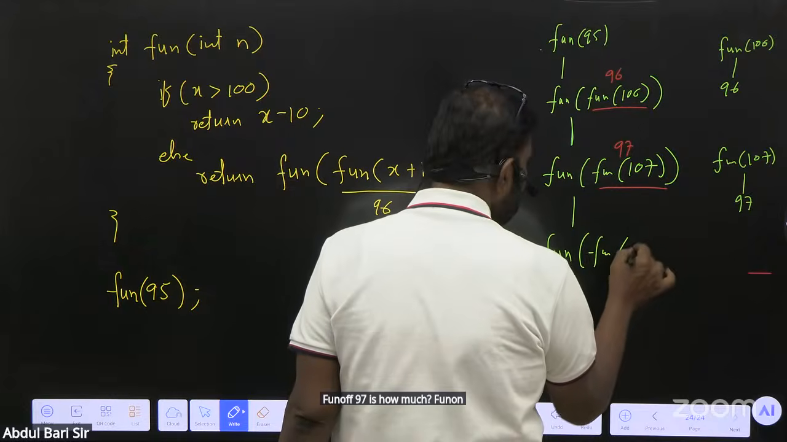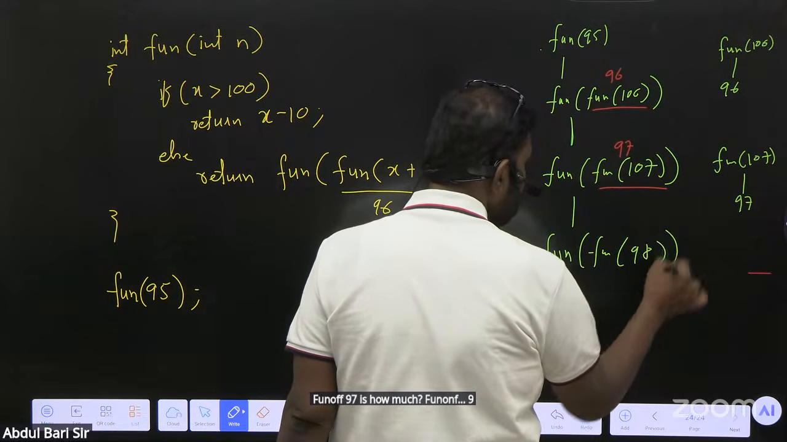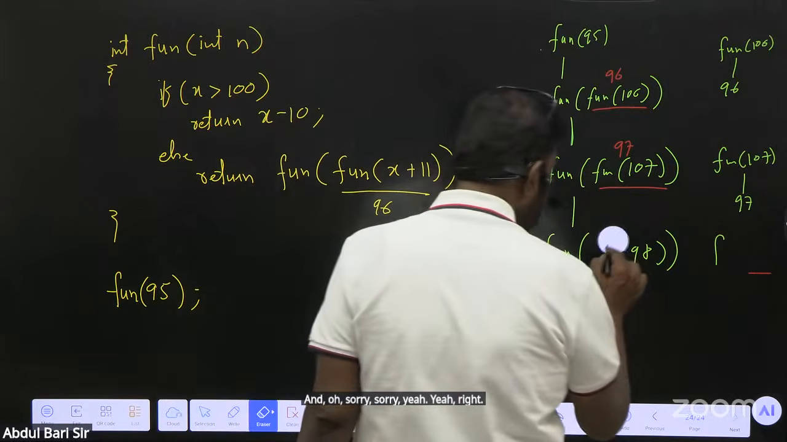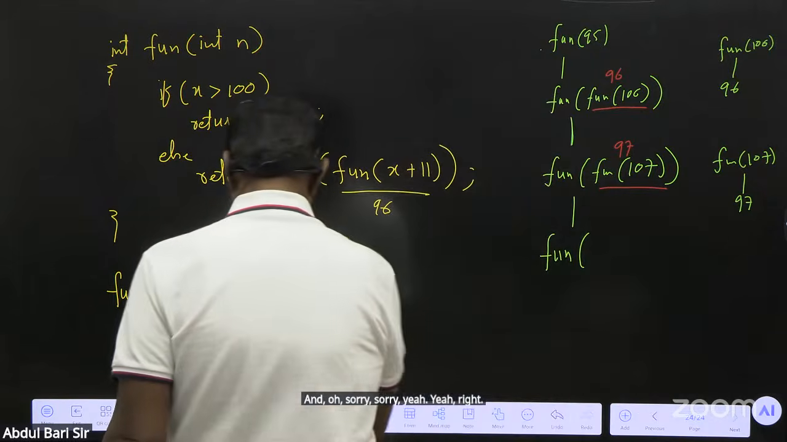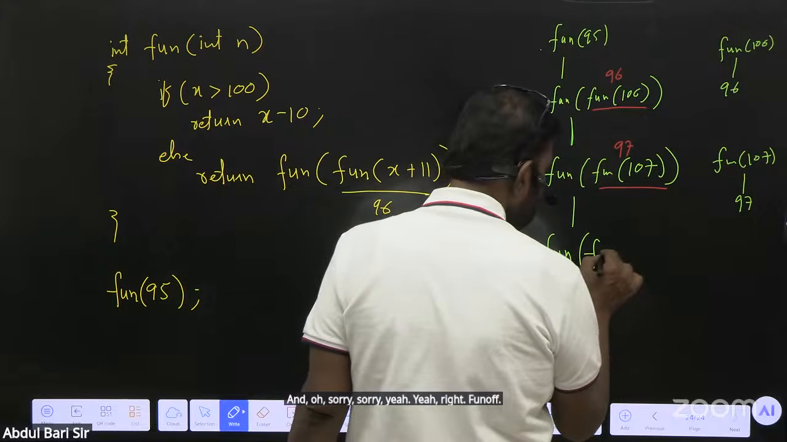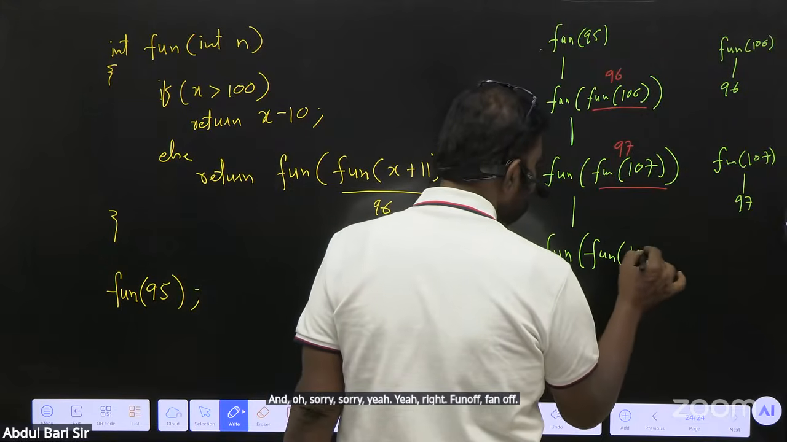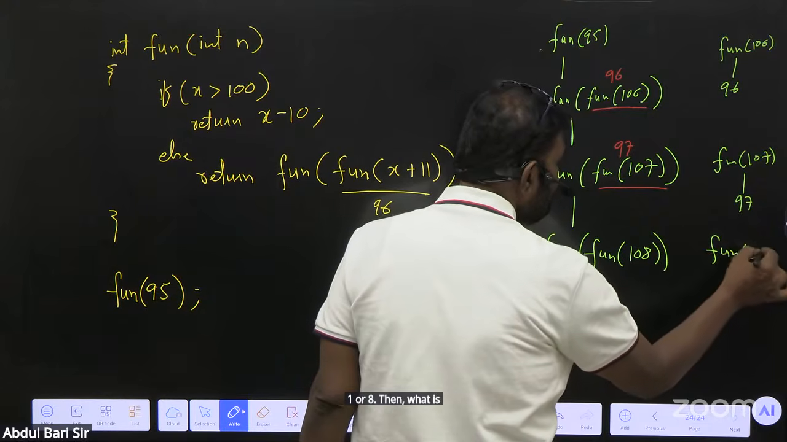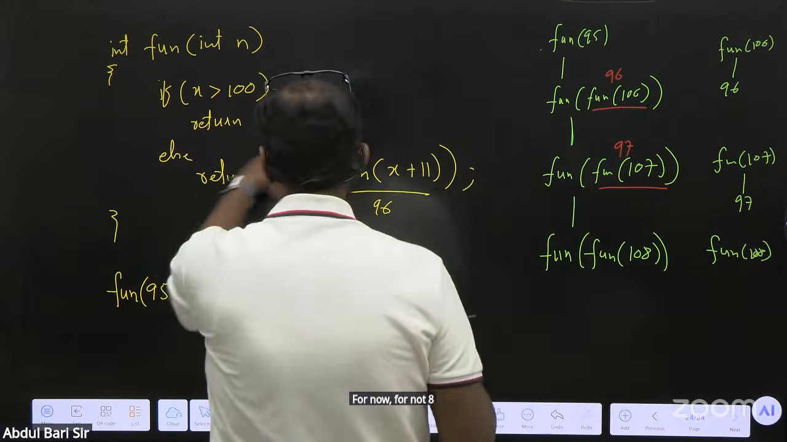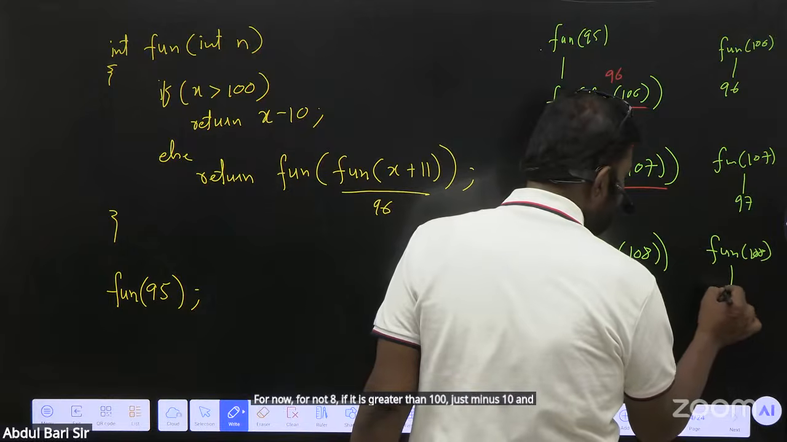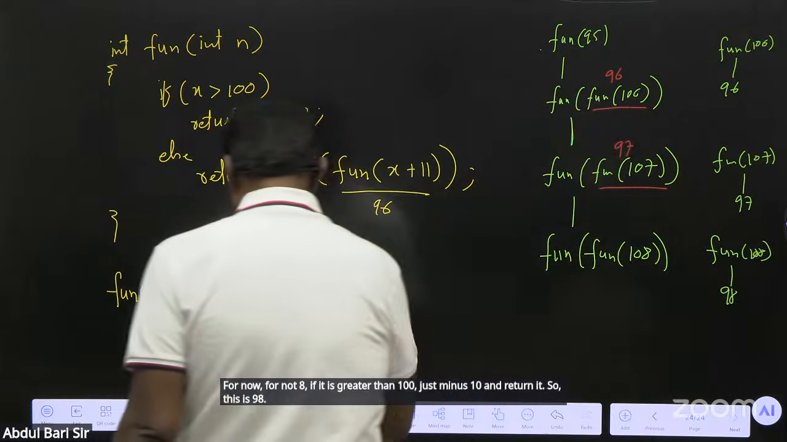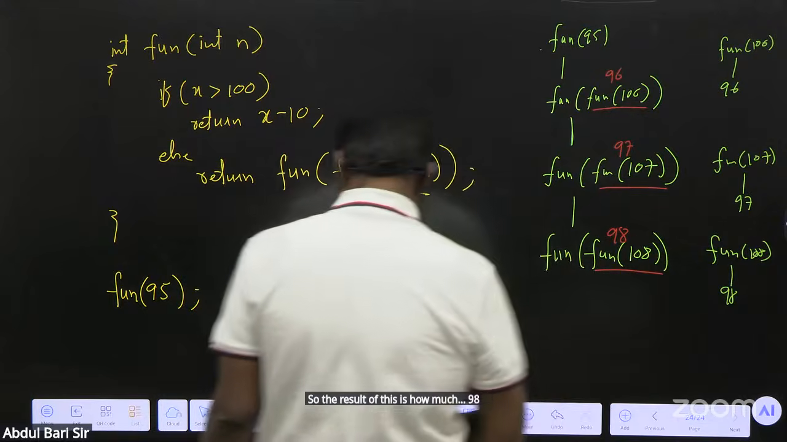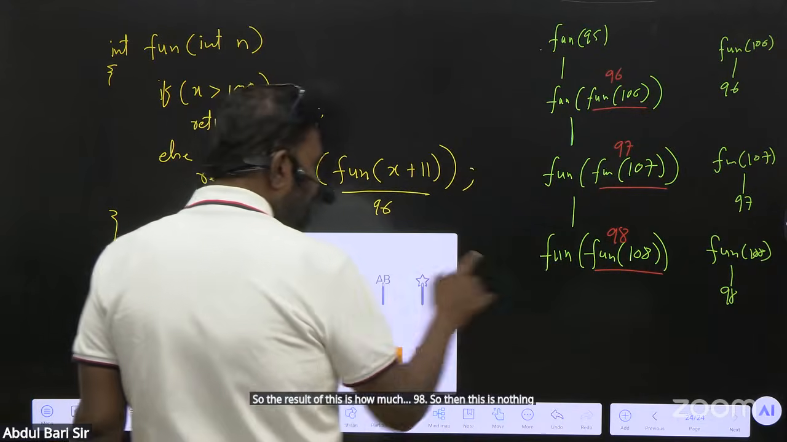Fun of 98. And oh, sorry, yeah, right. Fun of 108. Then what is fun of 108? Fun of 108, if it is greater than 100, just minus 10 and return it. So this is 98. So the result of this is how much? 98. So then this is nothing but fun of 98.